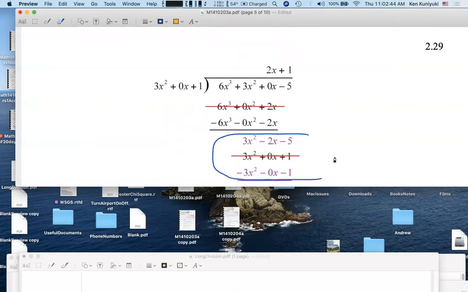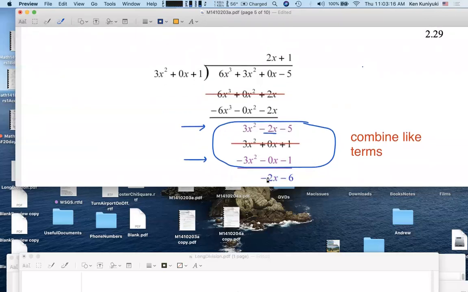Combine like terms. We're adding the opposite, combine like terms. 3x squared and negative 3x squared, bye-bye. Negative 2x minus 0x, negative 2x, we get this guy again. Negative 5 minus 1, hey, you're in Vegas, you lose $5, you lose $1, you've lost $6. Frankly, in Vegas, you're lucky if you only lose $6. But here you go. We end up with negative 2x minus 6.